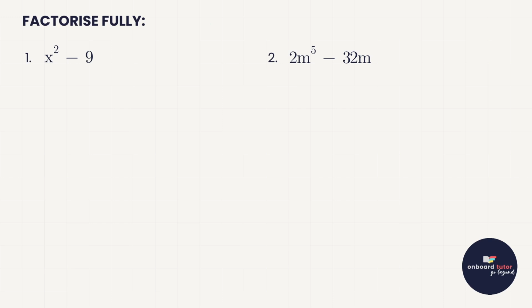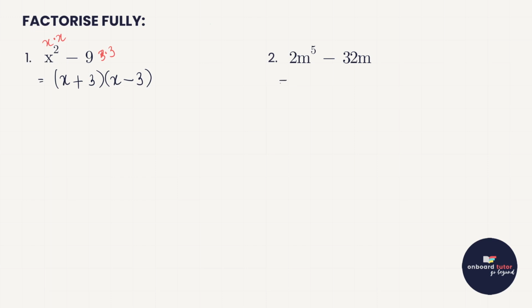Let's look at some more examples. So we've got x squared minus 9. I don't see a common factor, but what I do notice is that x squared is x times x, and 9 is 3 times 3. So that's 2 squares. And so this is the difference of 2 squares. So I can then make my 2 brackets. The first bracket, what times itself gives me x squared? That's going to be x. What times itself gives me 9? That's going to be 3. And the one is positive and the other one is negative. That's how the difference of 2 squares works.